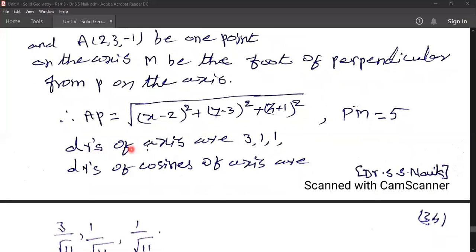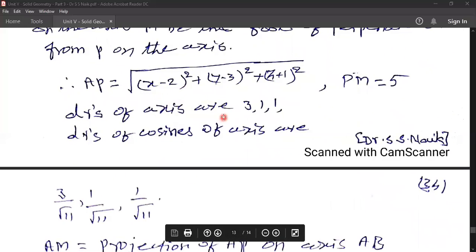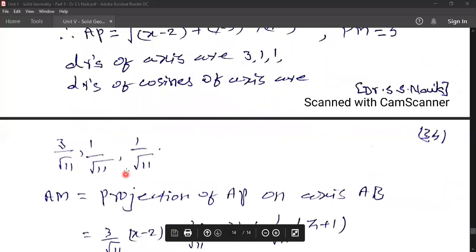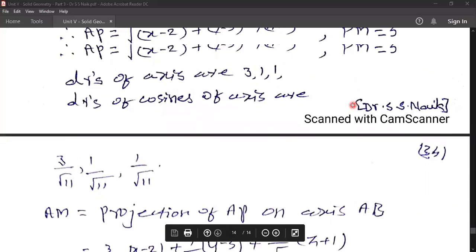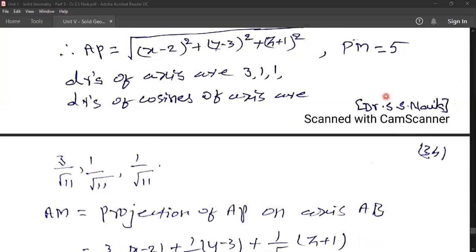Then the direction ratios of the axis are 3, 1, 1. The direction cosines, that means the DCs, are, again go for the square root of this: 3 square is 9, 1, 1, so 9 plus 1 is 10, 10 plus 1 is 11. That is 3 upon root 11, 1 upon root 11, 1 upon root 11. And PM is the radius, which is equal to 5.